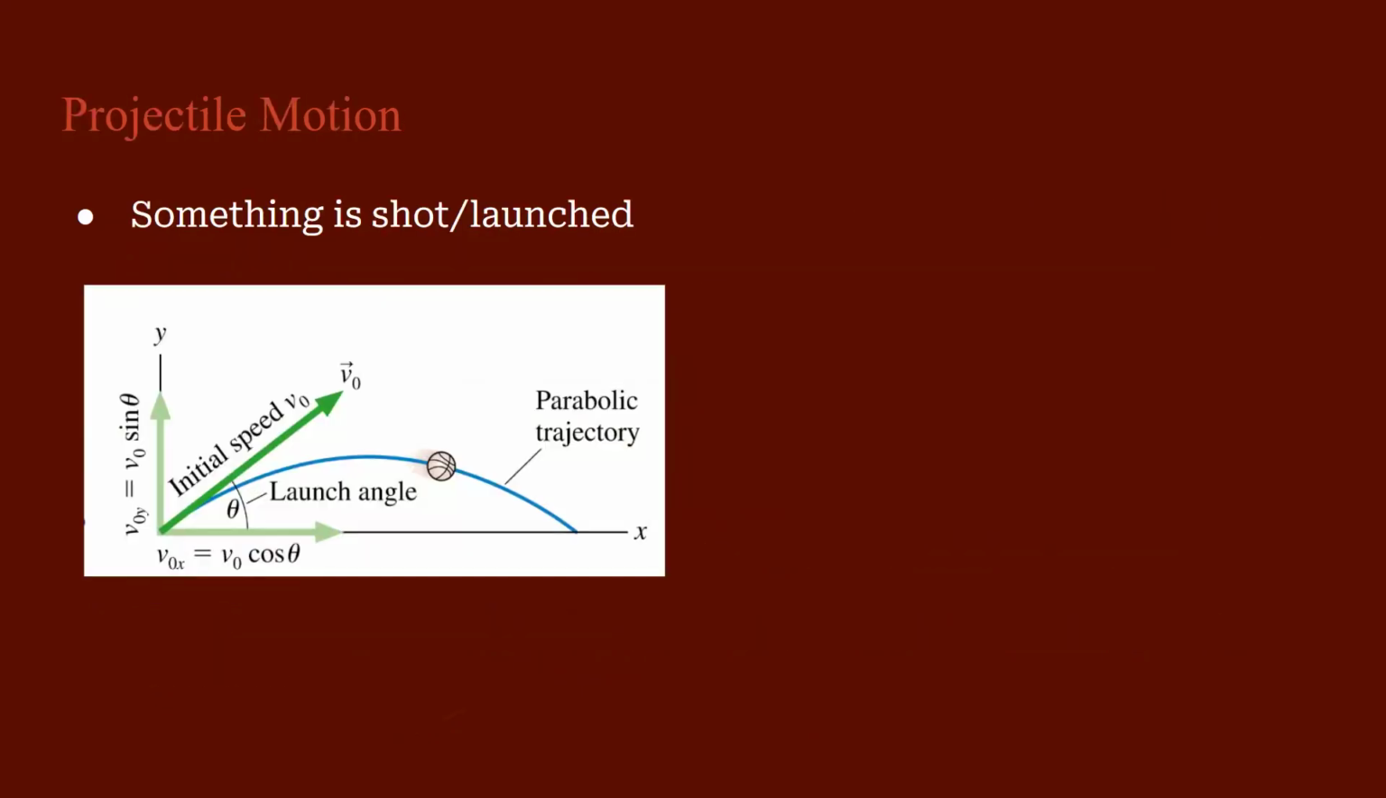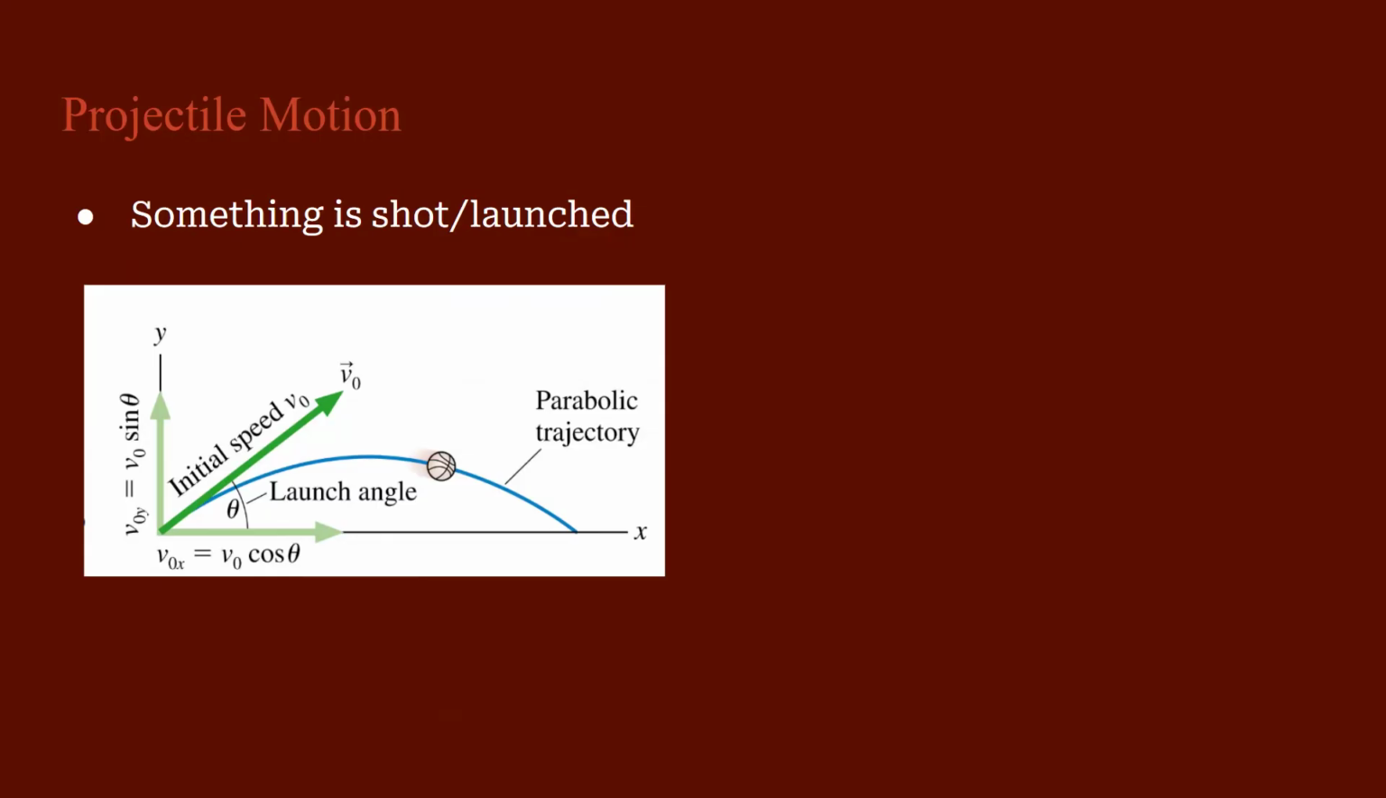All right, we can talk about projectile motion. Projectile motion is going to be something that's shot or launched from a certain angle. And that launch angle, whatever it is, will determine height and how far it goes. A 45-degree angle is where it will have the maximum range. That's something good to remember.